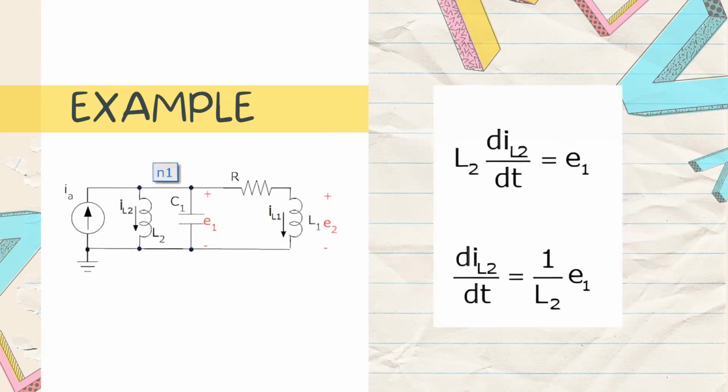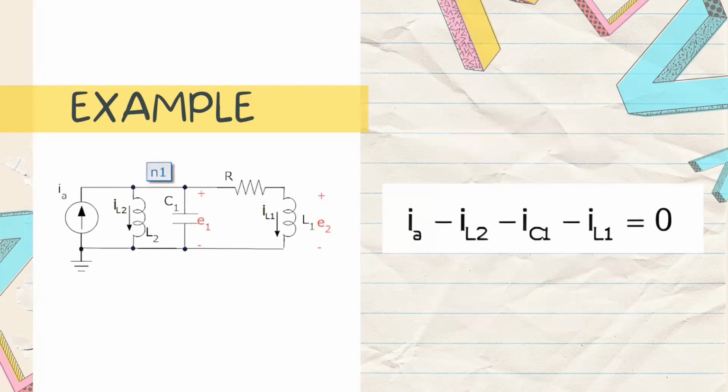We need to know that in this diagram, the input is IA and the output is E2. There are three energy storage elements, so we expect three state equations. Try choosing IL1, IL2, and E1 as state variables. Now we want the equation for the derivative. The voltage across the inductor L2 is E1, which is one of our state variables. So from there, we get L2 times diL2 over dt equals E1. We shift L2 from the left side to the right side, and we get our first state equation, which is diL2 over dt equals 1 over L2 times E1. Next.